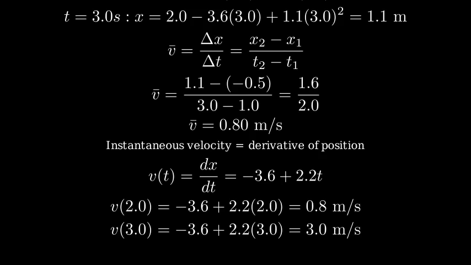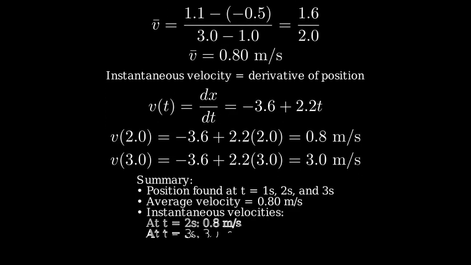Let's summarize what we found. The ball starts at x equals 2 meters, moves in the negative direction initially, reaches its minimum position around t equals 2 seconds, and then starts moving in the positive direction. The average velocity between t equals 1 and 3 seconds is 0.8 meters per second, and the instantaneous velocities show that the ball is speeding up as it moves in the positive direction.